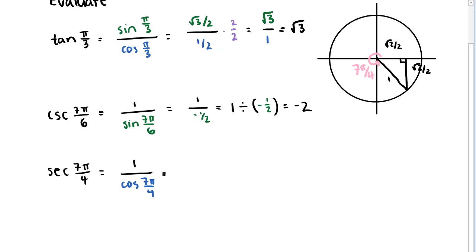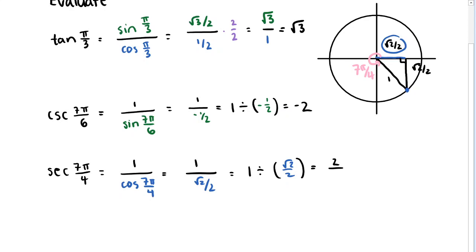And so we'll have 1 divided by cosine of 7 pi over 4, which is the x-coordinate of this point on the unit circle. So this is the square root of 2 over 2, and then dividing 1 by the square root of 2 over 2, that's the same as multiplying by the reciprocal of the square root of 2 over 2. So here we have 1 divided by the square root of 2 over 2, which amounts to multiplying by the reciprocal of the square root of 2 over 2.